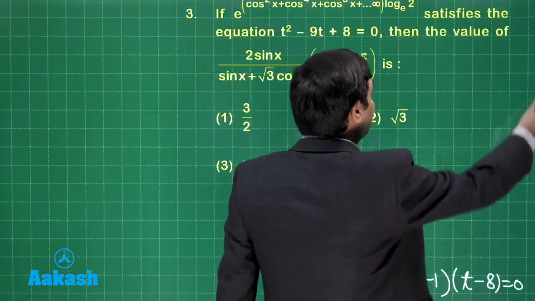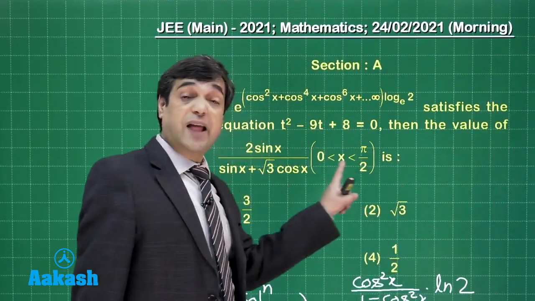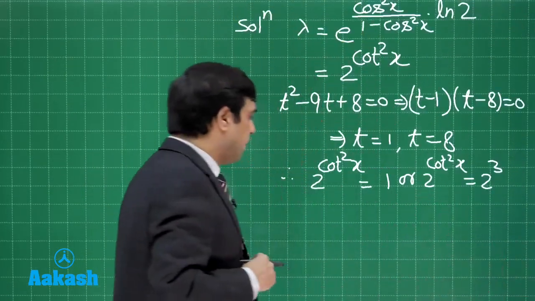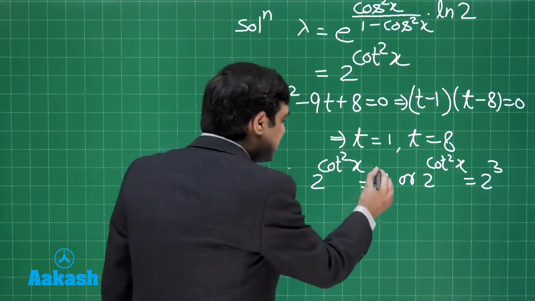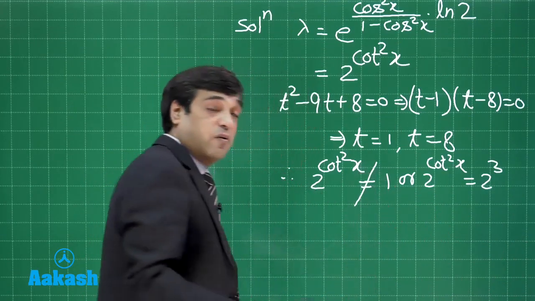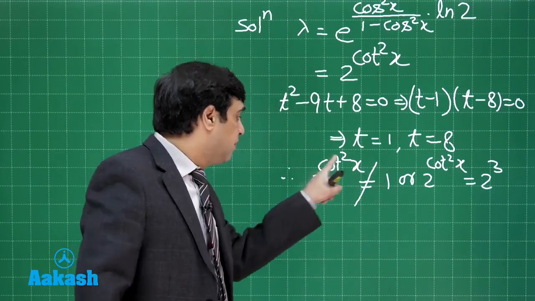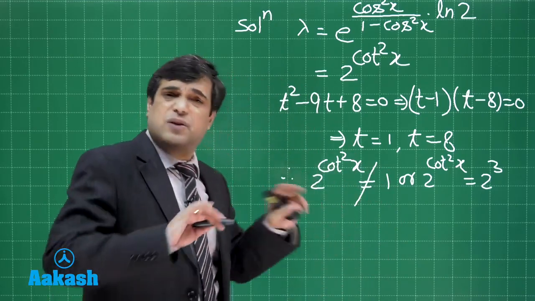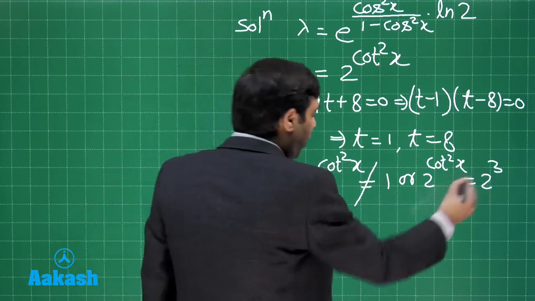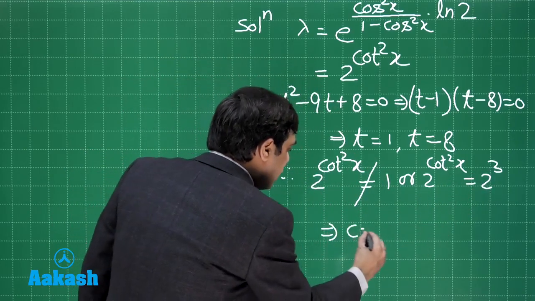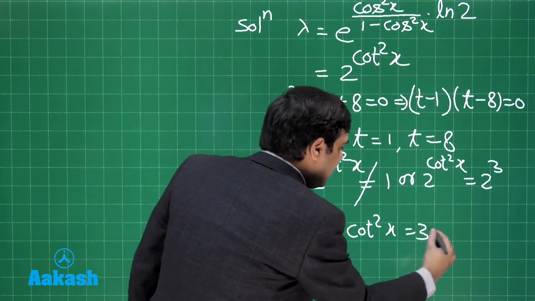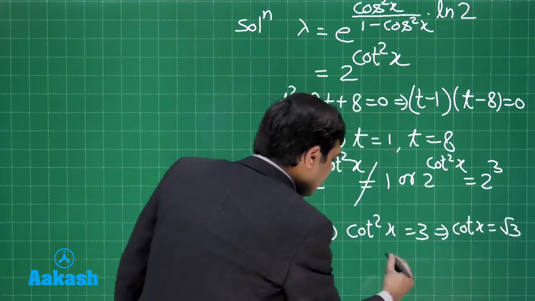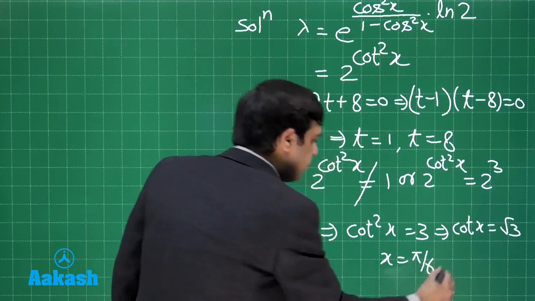Let's check out any constraint is given. Yes, x is lying in the interval 0 to pi by 2. So when you consider open interval 0 to pi by 2, obviously this value is not possible. Why? Because it will happen only when x is pi by 2, right? From the interval, it is not there, so just leave it. Now, from here, we can clearly see cot square x is 3. From the given interval, cot x is equal to root 3 or x is equal to pi by 6 is the only possible value.